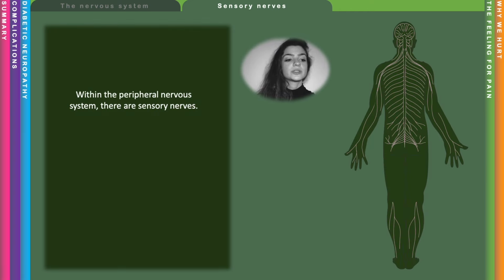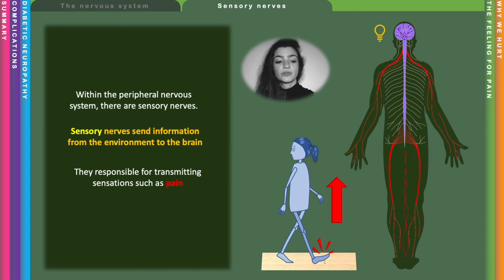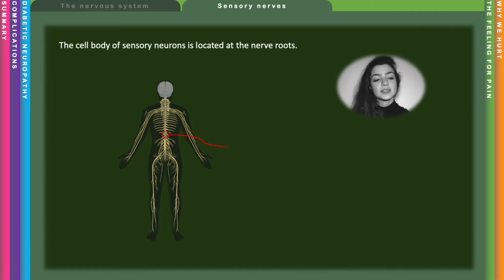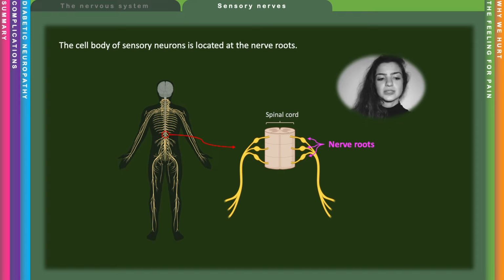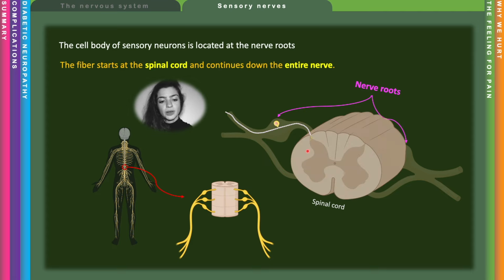Within the peripheral nervous system, there are sensory nerves. Sensory nerves send information from the environment to the brain. They are responsible for sensations such as pain. The cell body of sensory neurons is located in the nerve roots, just next to the spinal cord. Here's the cell body in the nerve roots, and the nerve fiber enters the spinal cord, connects the spinal cord to the whole nerve.